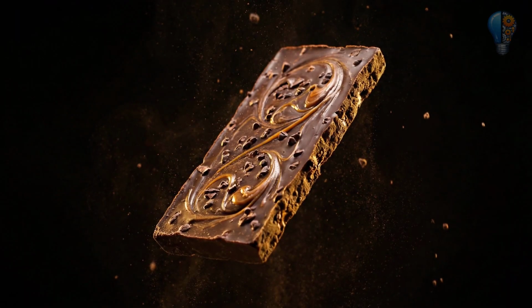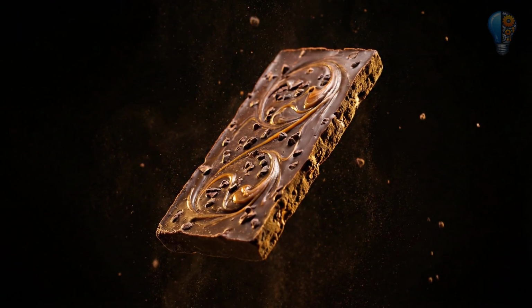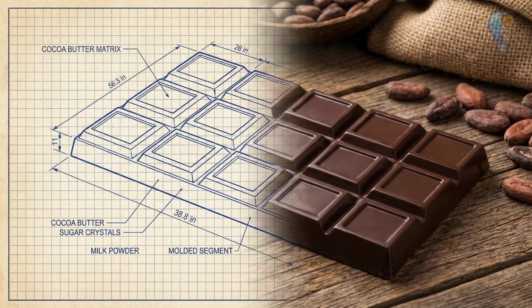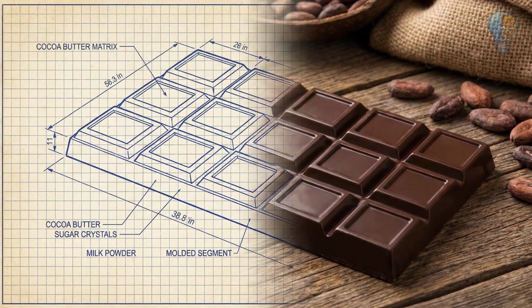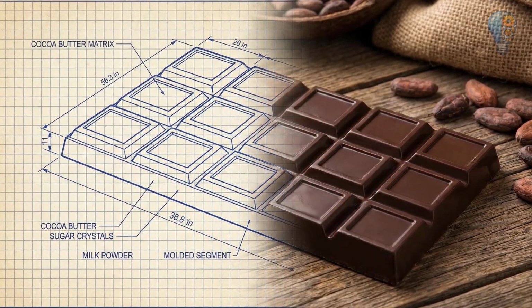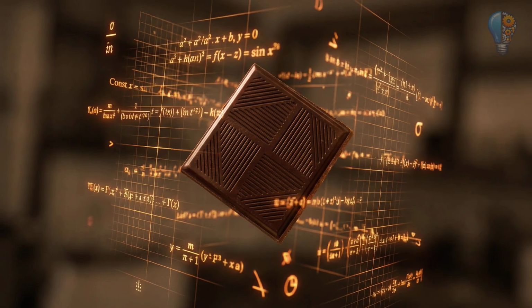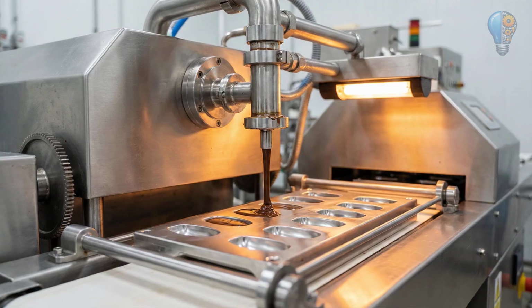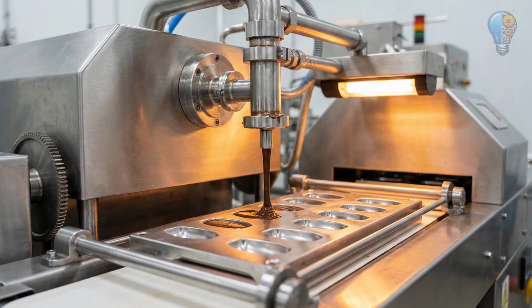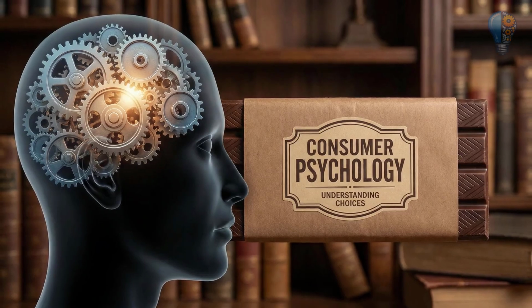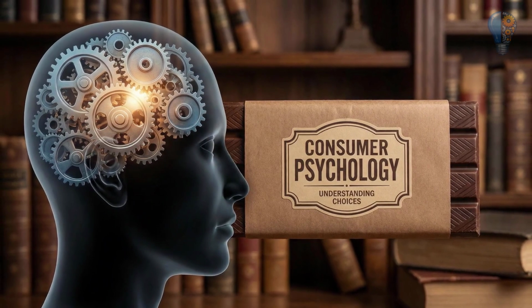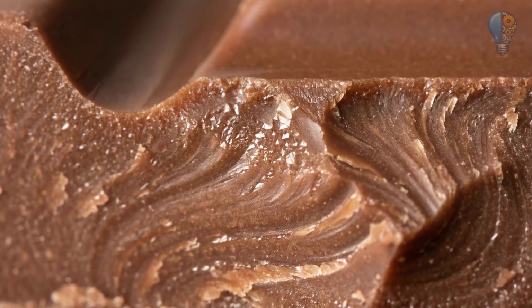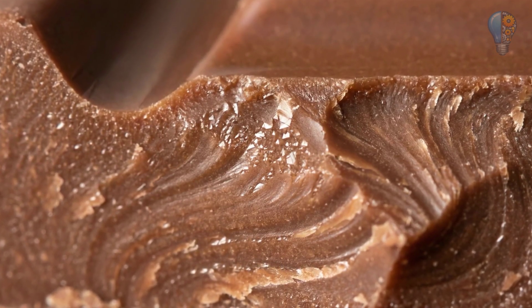The simple act of snapping off a piece of chocolate involves far more complexity than most people ever realize. It's not just a random pattern pressed into chocolate for convenience, it's the result of mathematical optimization, balancing portion size, divisibility, manufacturing efficiency, structural integrity, and consumer psychology. It's engineering that ensures the chocolate breaks cleanly without crumbling or shattering.